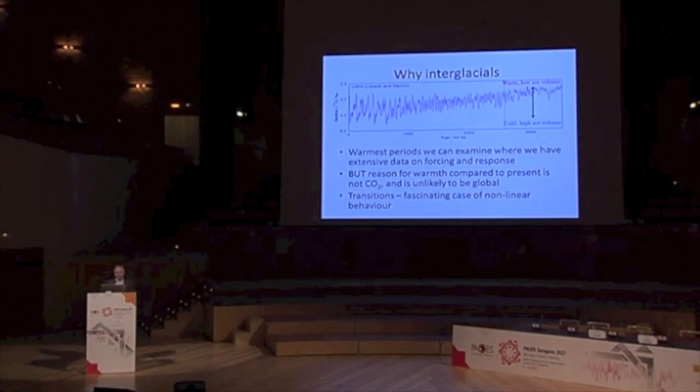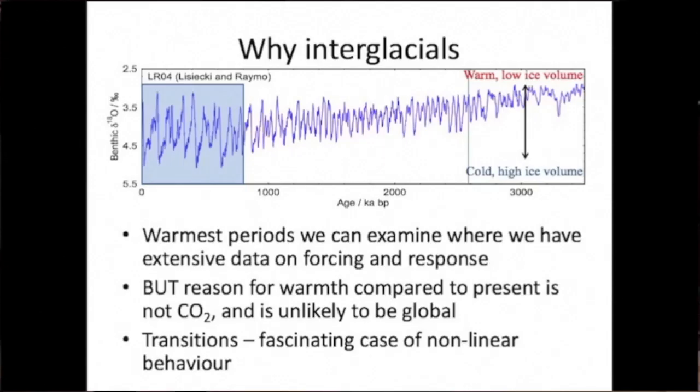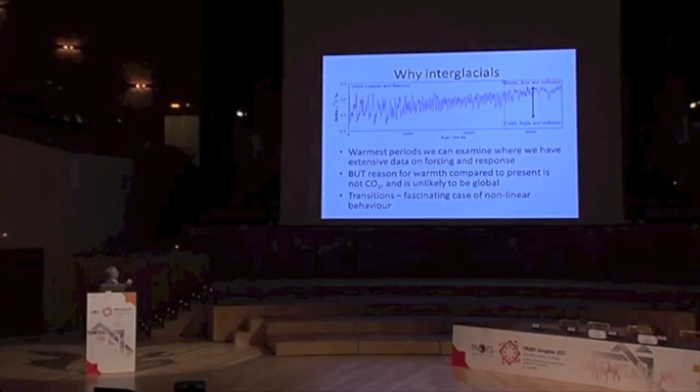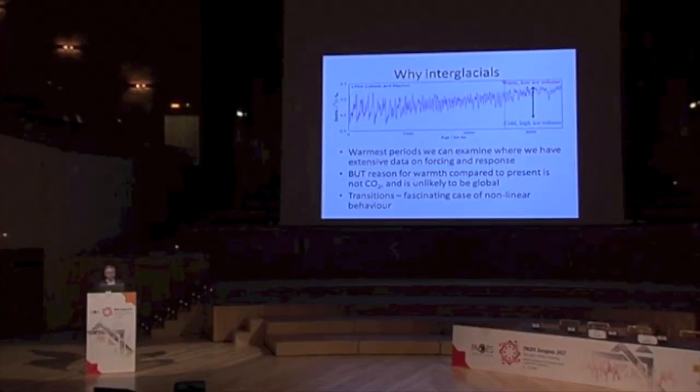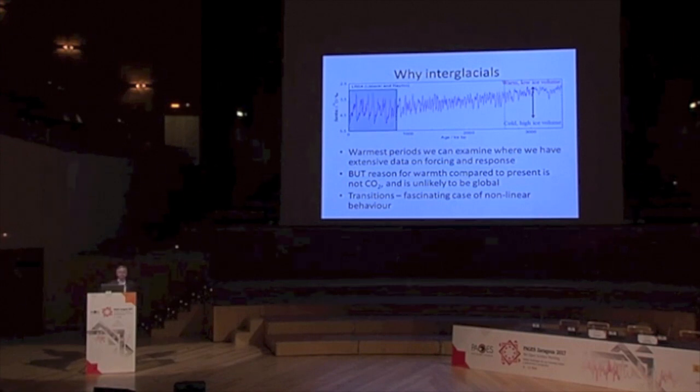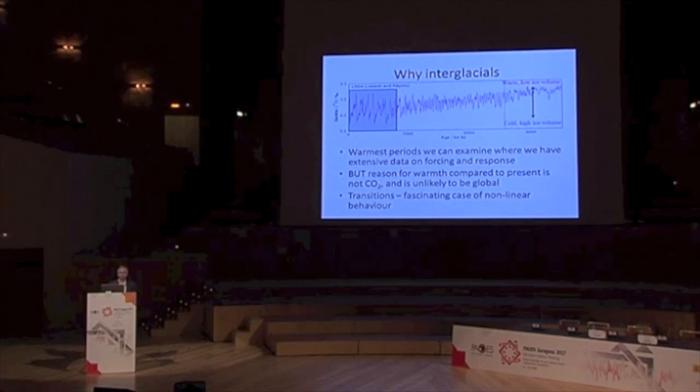So, interglacials. We've seen this plot a few times, if you've been in any sessions at all. This is the Lisiecki-Raymo benthic isotope stack. We know it represents some kind of combination of ice volume and deep water temperature. What you see is the interglacials are the bit sticking out at the top, because I've turned the axis upside down. So these are the interglacials. And they're the warmest periods we can look at where, at least for the last 800,000 years, we've got a lot of data on both the climate forcing and the response, so that makes them really good.